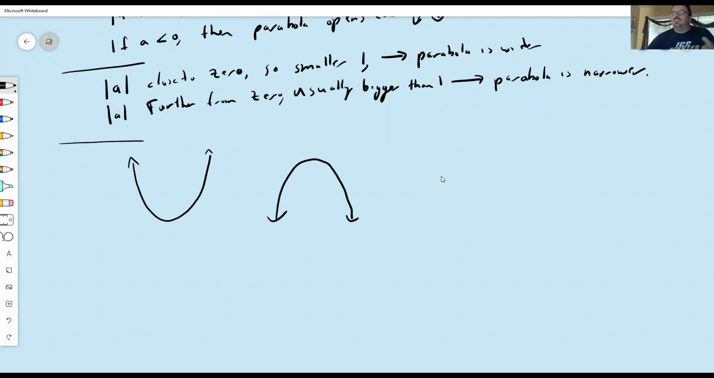Now, every parabola has one unique point. It's the only point that doesn't share the same y value, right? If you look right here, this point right here and this point right here have the exact same height. These points here and here have the exact same height. The only point that doesn't share that is this, the lowest point here, the highest point. And this point here is called the vertex.